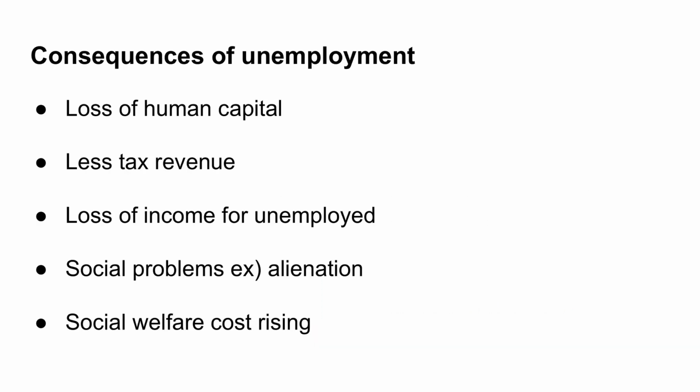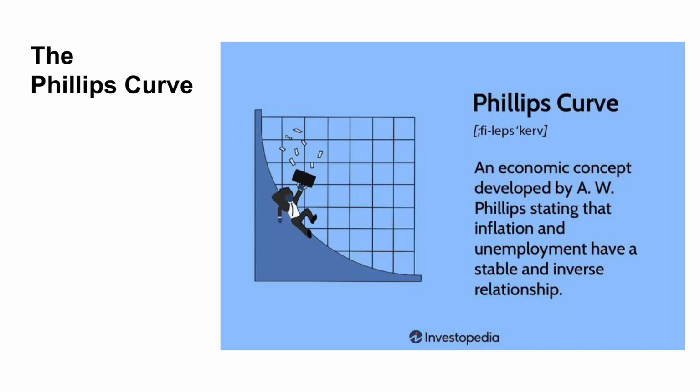Unemployment has always been an important task for governments. Why? Because for the economy, there is a loss of human capital, so the economy will never reach full employment. Moreover, for governments, there will be less tax revenue, which means governments will have less budget for spending. Furthermore, there will be a loss of income for the unemployed. Also, unemployment may cause social problems like alienation. Lastly, the social well-being cost rises.